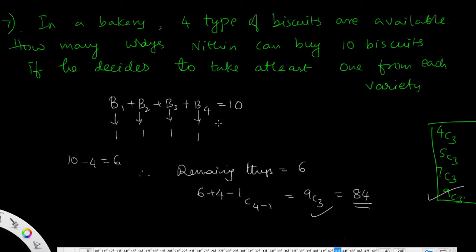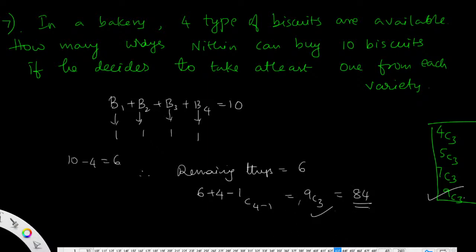B1 plus B2 plus B3 plus B4 equal to 10. So remaining distributed as at least one of each biscuit variety, that is 1, 1, 1, 1 we can take. 10 minus 4 is nothing but 6. So the remaining 6 things, n equal to 6. Persons are 4 types. So by Beggar's formula, 6 plus 4 minus 1 C 4 minus 1, that is 9C3 only.